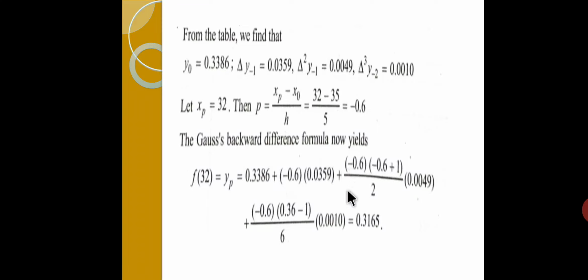So we simplify all these values using a calculator. We get the value 0.3165. So at x equal to 32, the corresponding value of y is 0.3165. Okay.